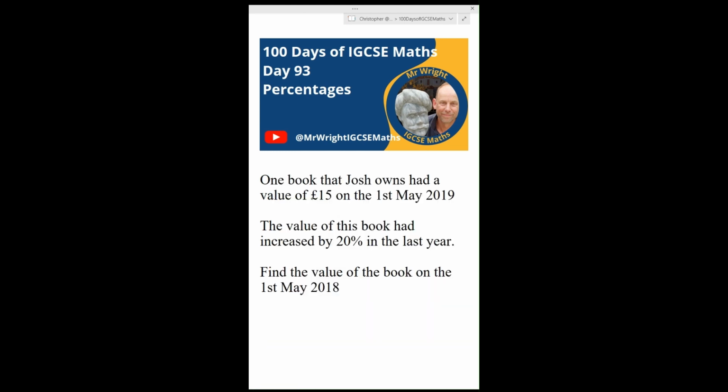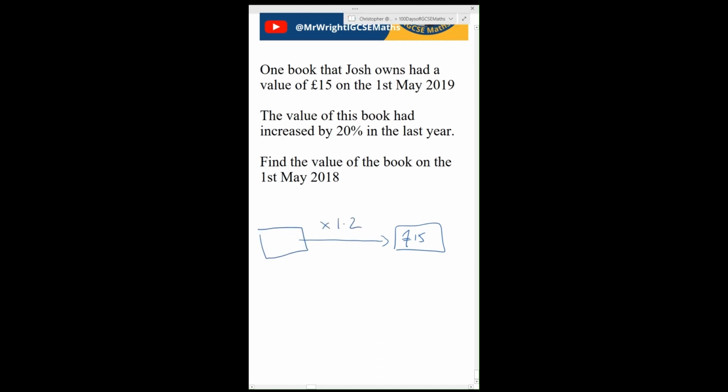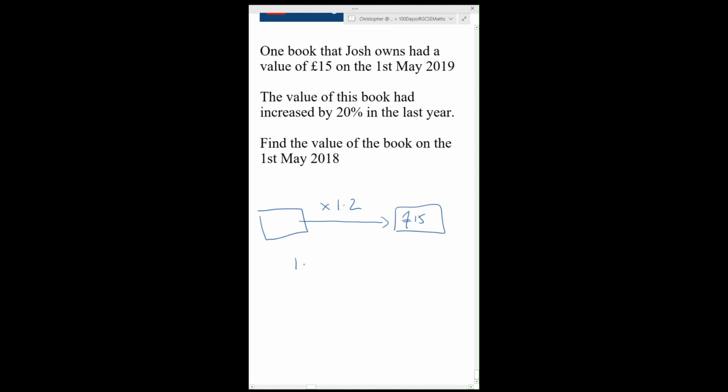It's day 93, a question on percentages. Now's your chance to pause the film. Right, so after an increase of 20%, this book is worth £15. So that's after it's been multiplied by 1.2. So the value before the increase must be 15 divided by 1.2, which gives me £12.50.